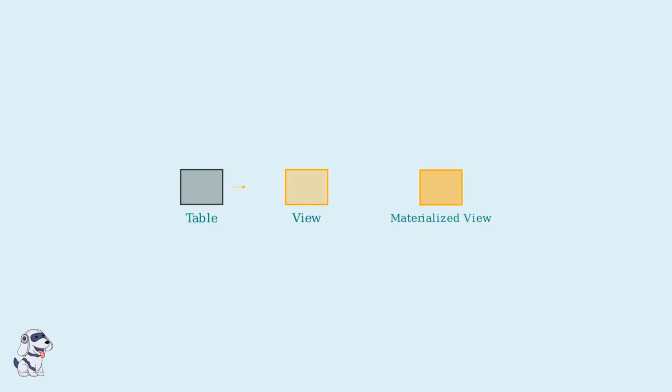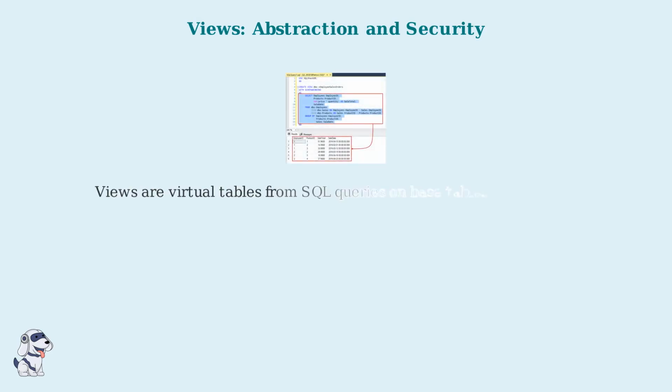Views are virtual tables created from SQL queries on one or more base tables. They provide abstraction, security, and reusability without storing data physically. Views reference one or more base tables, and they don't store data physically, but act as named queries executed each time they're accessed.